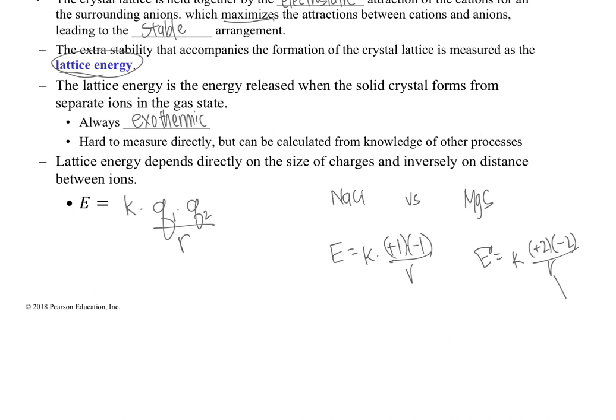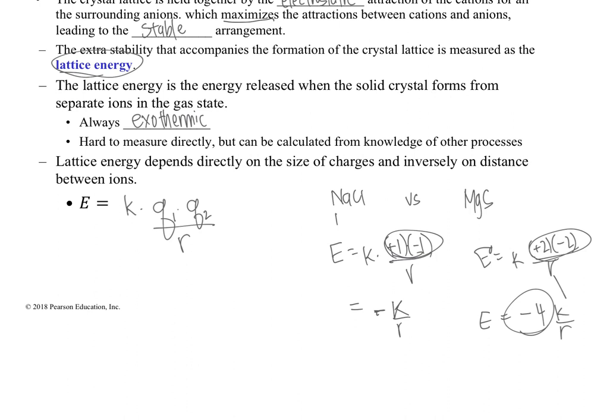You can see the energy for NaCl: +1 times -1 gives negative K over R, just 1. For magnesium sulfide, 2 times -2 is negative 4 K over R. So it's 4 times as strong, just due to the charges. Then we can also look at the radius.